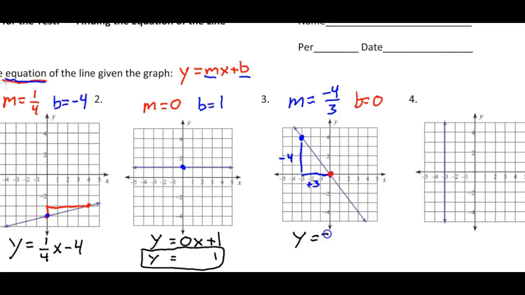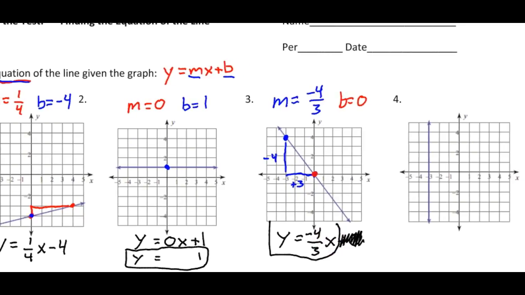So our equation, y equals mx plus b, is negative 4 over 3x, right? And then the y-intercept is 0. But kind of like we had over here, don't really include the zeros, whether it's the slope or the y-intercept. Don't really include those in the answer. So my final answer will just be y equals negative 4/3 x.